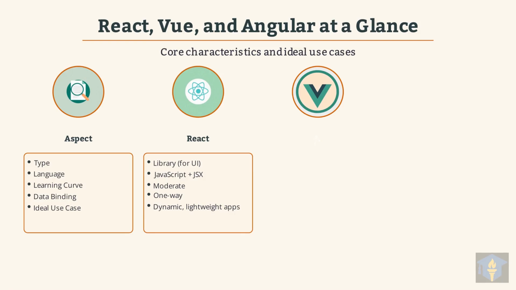Moving on to Vue.js, a progressive framework known for its approachability and flexibility. Vue.js is considered a progressive framework, meaning you can adopt it incrementally into your projects. It supports both JavaScript and TypeScript, offering flexibility depending on your project's needs.